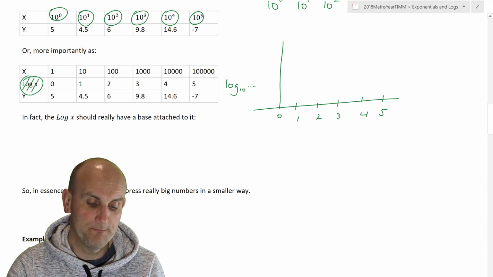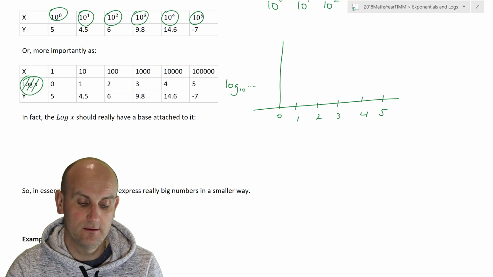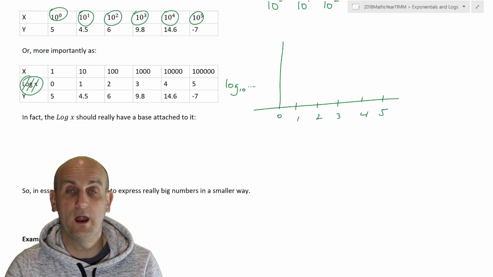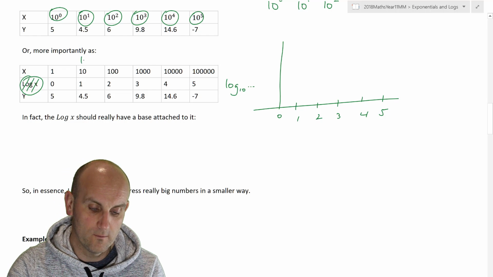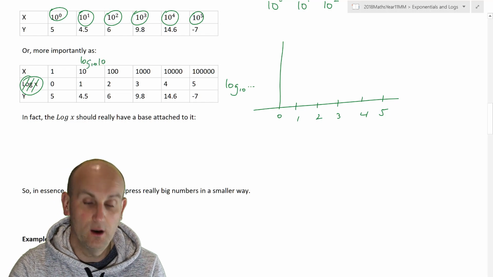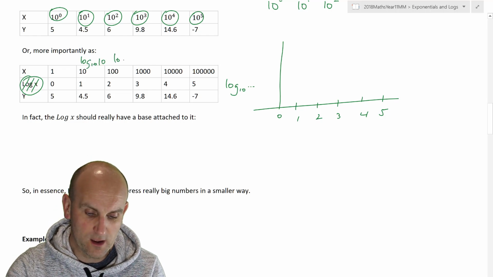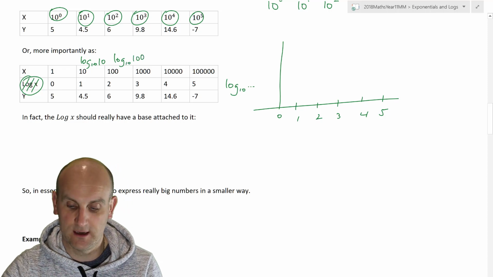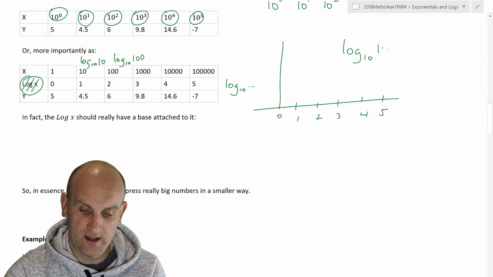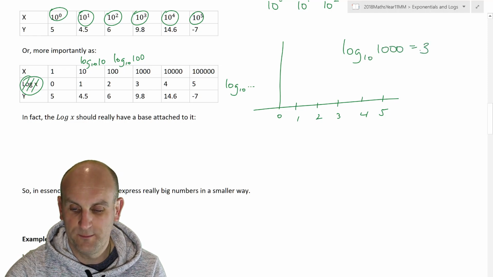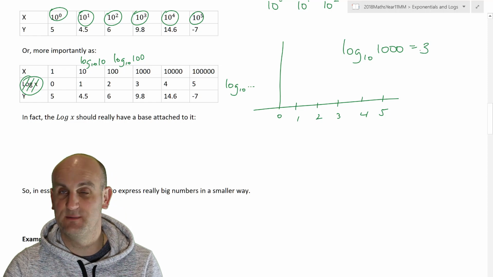So log base 10 of 1 will be 0. We'll come back to that in a moment. Log base 10 of 10 would be 1. Log base 10 of 100 would be 2, and so it goes on. So log base 10 of 1,000 would be 3. And you may already start to see there's a bit of a pattern going on here.